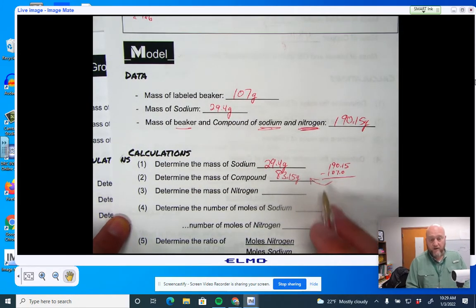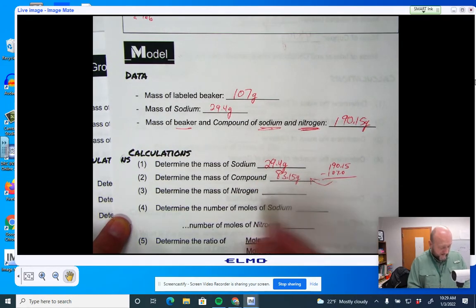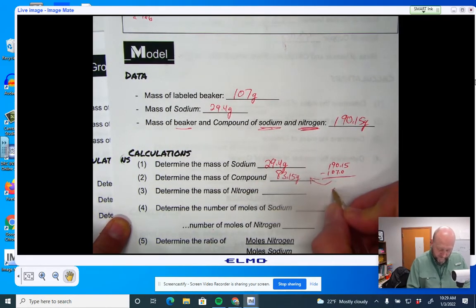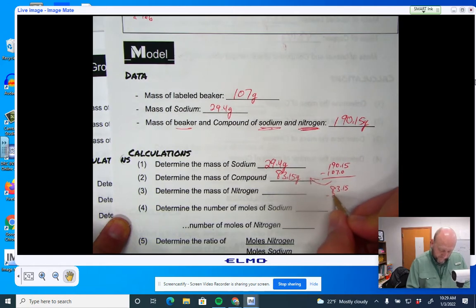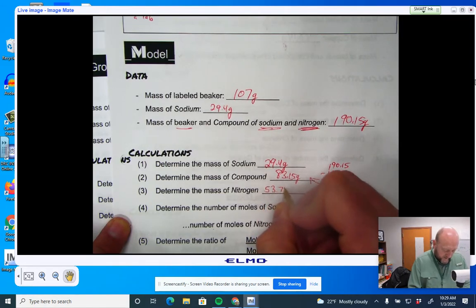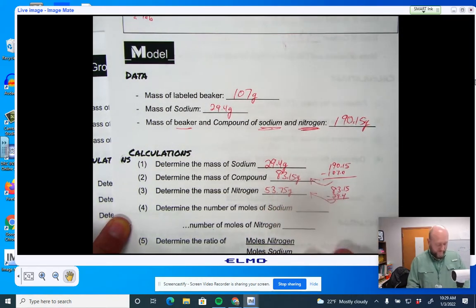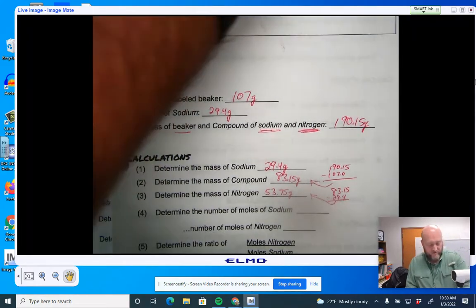Now, the entire compound is made up of both sodium and nitrogen together. So, how much is just the nitrogen? Well, we take 83.15 minus our sodium, which we have at 29.4, and that's going to go up here, 53.75 grams of nitrogen. Now, we have the mass of our nitrogen and we have the mass of our sodium.